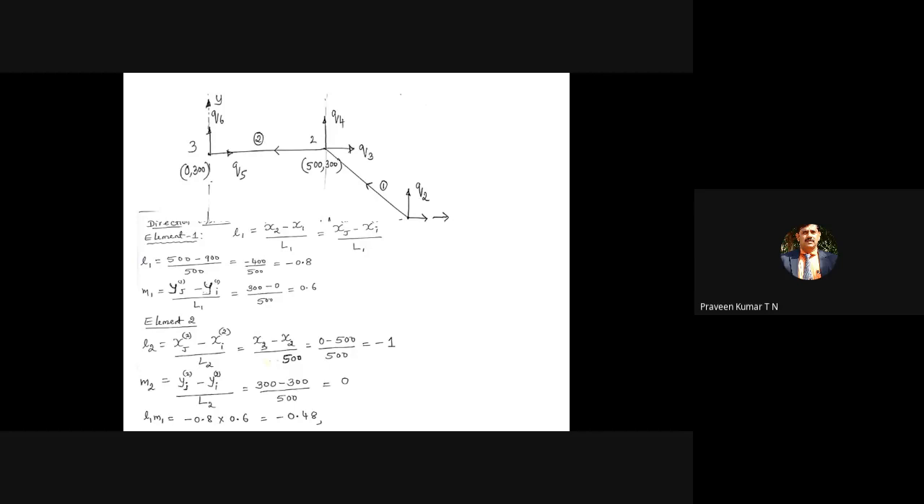This problem is straightforward and simple. In the next class I am going for slightly complex problems. There, this xj minus xi is very, very important. For the first element, the first node is 1 and the second node is 2, or the jth node is 2 and the ith node is 1. Hence you are writing x2 minus x1. It is not always as simple as x2 minus x1; for a few problems it is slightly complex in nature. But try to remember xj minus xi divided by the length of the element.